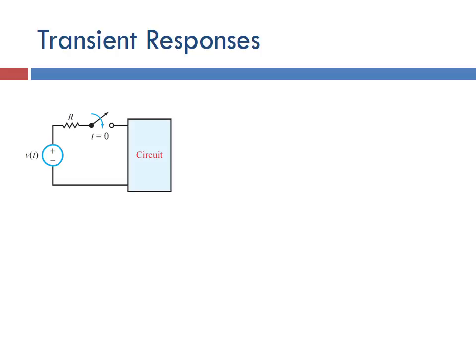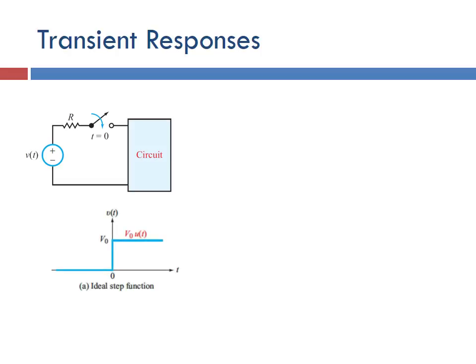We have a DC, direct voltage power supply there, V of t, and we're going to have a resistor, a switch, and some kind of black box circuit. Again, we don't really care what's happening in that circuit right now. It's a black box. But what we're going to do here is, at t equals 0, the circuit's open, and then we're presuming that we're going to close it.